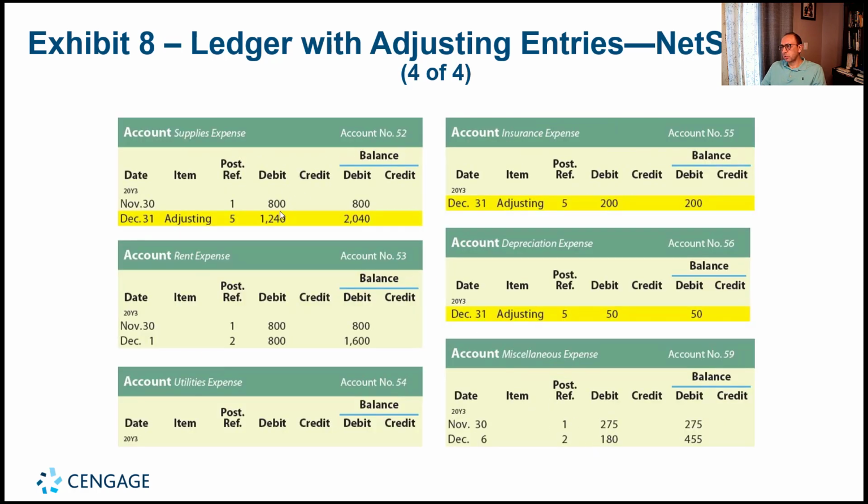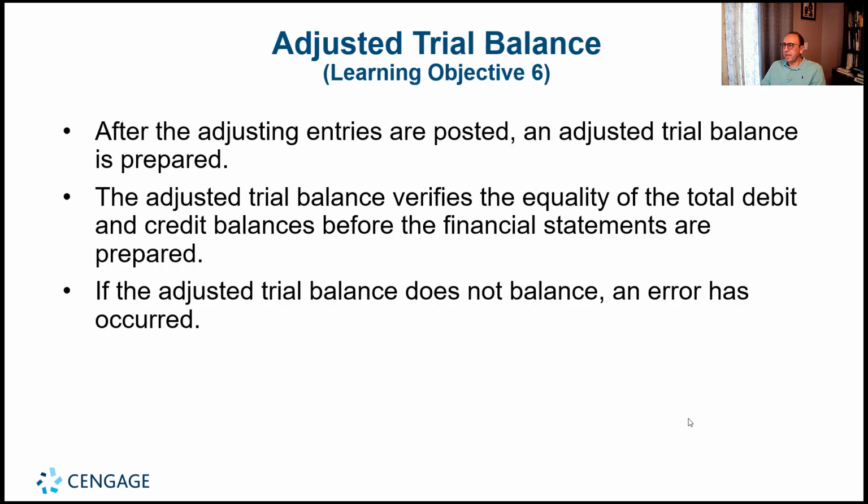Supplies expense was debited for $1,240. Nothing happened to rent expense, utilities expense. Insurance expense was debited by $200, and depreciation expense was debited by $50. The miscellaneous expense was not affected either. So now we are ready to prepare the adjusted trial balance.